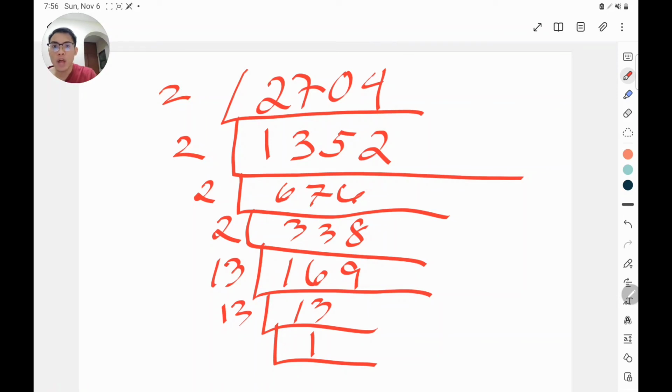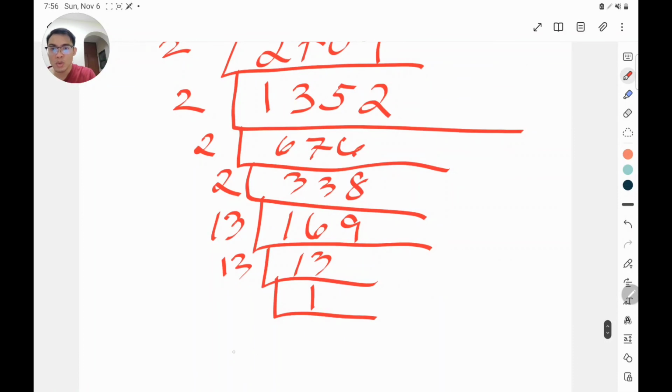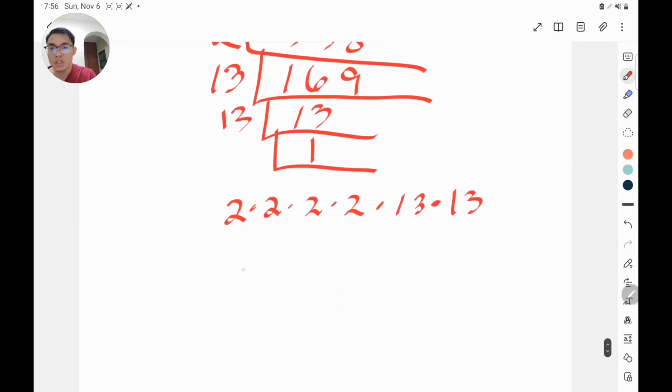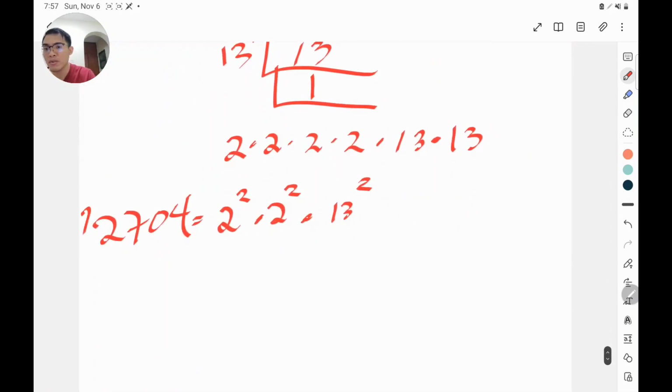Now 2704 will be equal to 2 times 2 times 2 times 2 times 13 times 13, and we can write that like this: 2 squared times 2 squared times 13 squared. All right, and again, that is 2704, and we are asked to find the square root of 2704. So basically we can separate them now.